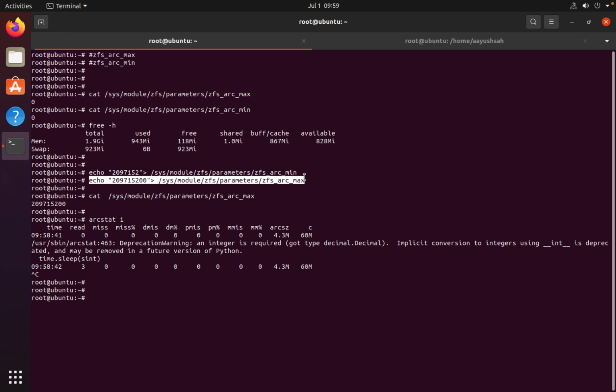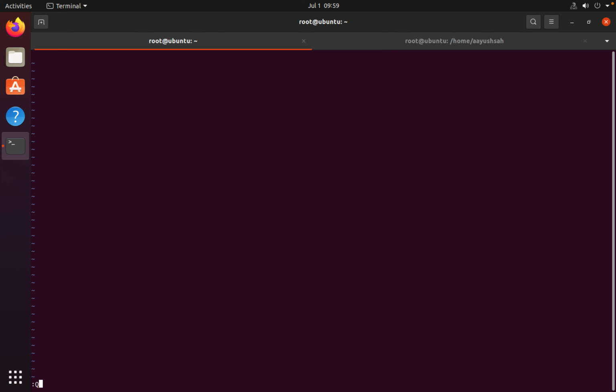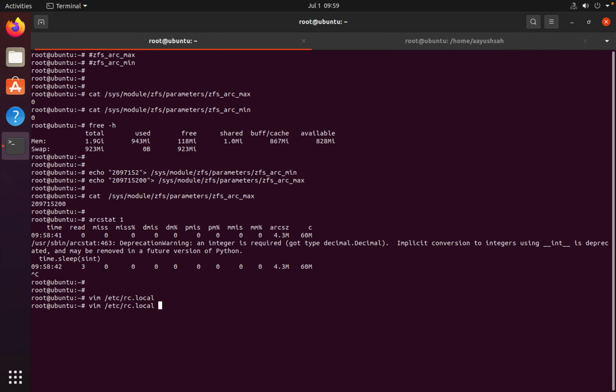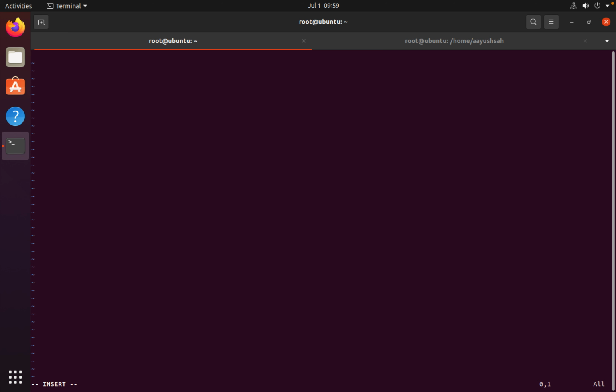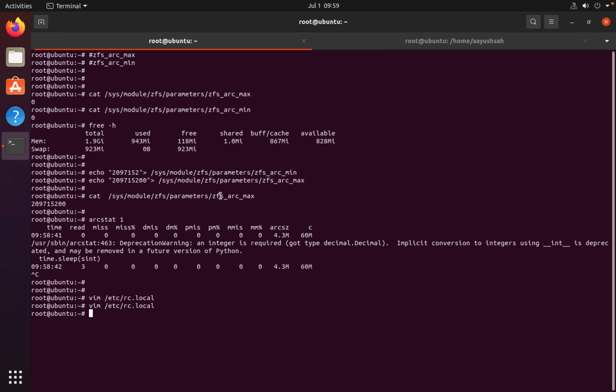Now, since this value will not be present after reboot, we need to put this in the rc.local file so that it will be persistent after reboot. So for that, hit enter and paste here. This is an empty file, but on your system there may be some other values. And the minimum value is this one. Let's copy this one.